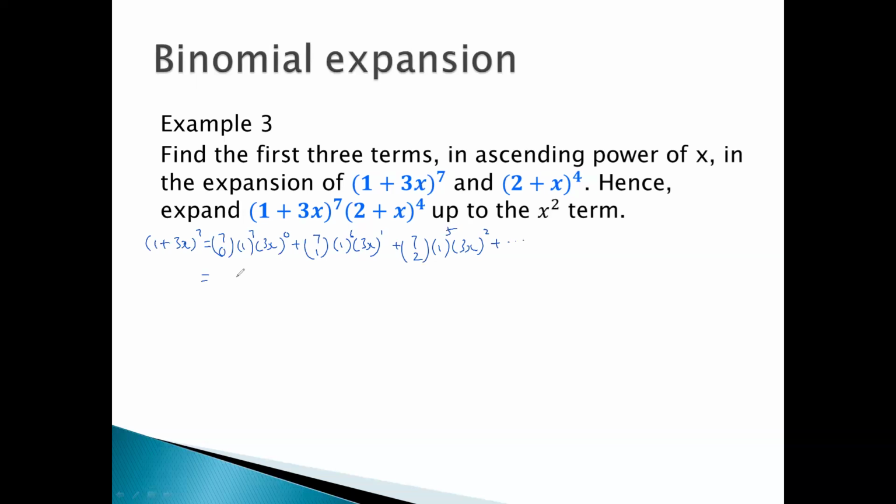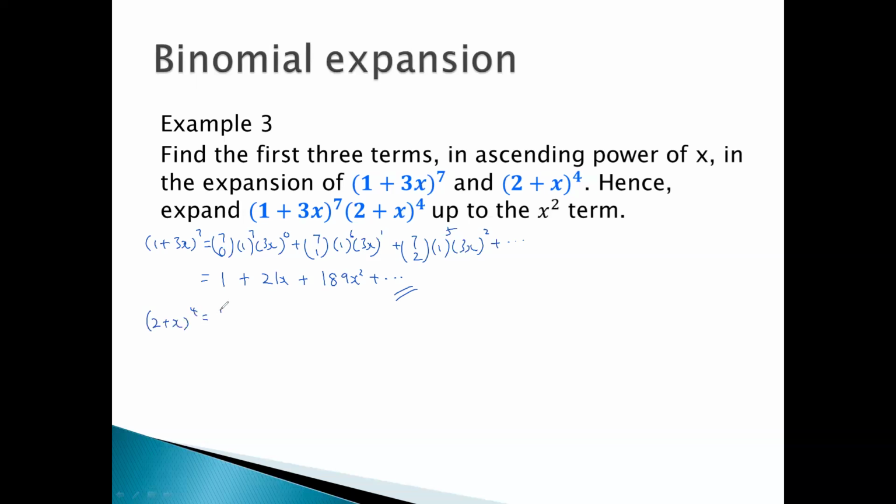So this will be 1. 7 times 3 will be 21x. 7 choose 2, use your calculator, times 3 squared, which is 9, you get 189 x squared plus dot dot dot. Okay. Second one, I'm going to be doing 2 plus x to the power 4.